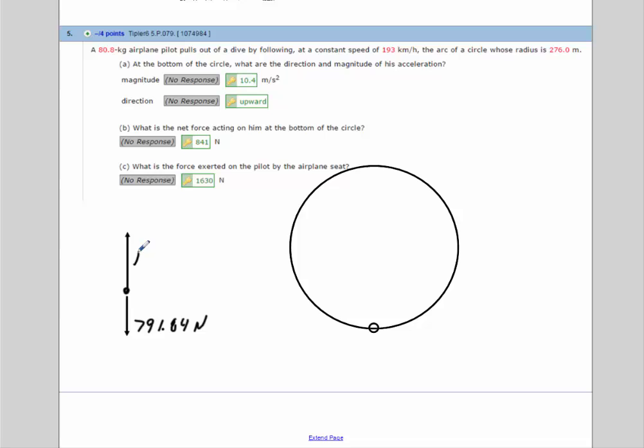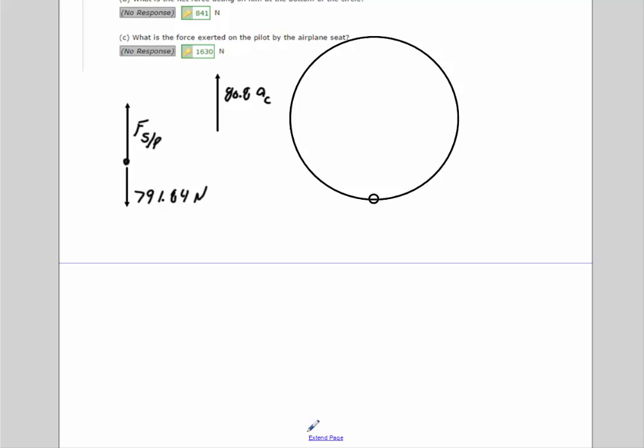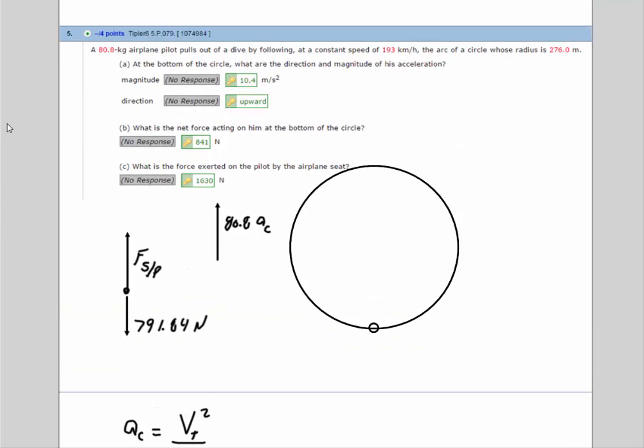So this is a force pushing on him. We can call that the seat pushing on the pilot. And then off to the side, just put your mass times acceleration going back up. And this would be 80.8 times the centripetal acceleration. Now to find the centripetal acceleration, we know the centripetal acceleration is equal to the tangential velocity squared divided by the radius. Now in this one, you know what the velocity is.